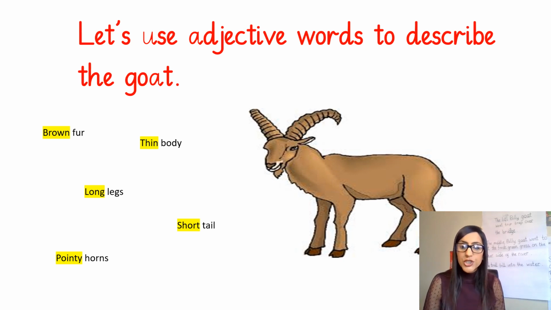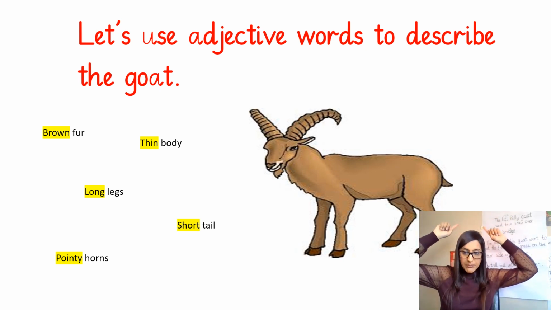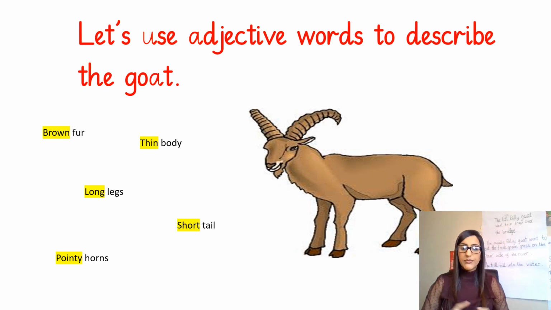The goat has a short tail. Can you see the tail? It's short. The word short is an adjective because it's telling you what his tail looks like. The goat has pointy horns. Can you see his horns at the top and they're pointy? The goat has pointy horns. The word pointy is an adjective.